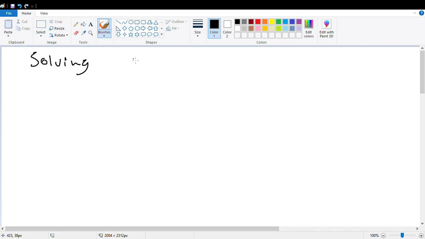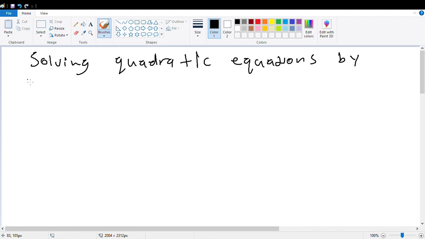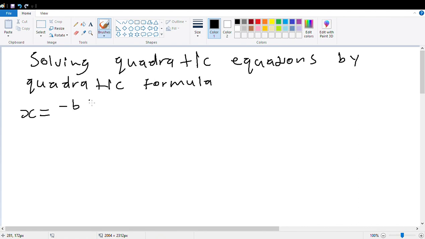Solving quadratic equations by quadratic formula. Okay. Quadratic formula is as follows. We have x is equals to minus b plus or minus square root of b square minus 4ac.